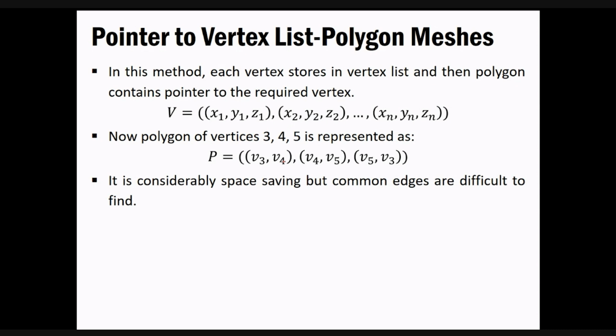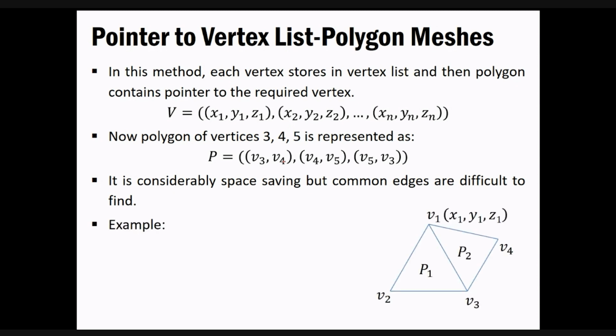So what it says, it is considerably space saving, but common edges are difficult to find. How, that we will see. So the same shape as we have seen in the previous slide, we will put it over here, and we'll try to understand it with this pointer to vertex list example.